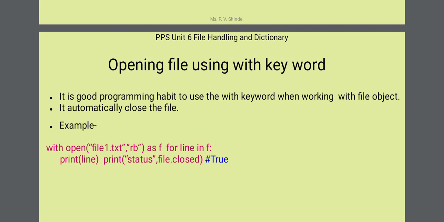Next, see what the syntax is. The complete syntax is with open file name, comma, mode, as f. On the new line, for line in f, for each and every line in f, print the line, and on the new line print the status of the file, whether it is closed or not. To check the status of a file, you use the file pointer, file.closed. If the file is closed it will return true, and if the file is open it will return false.